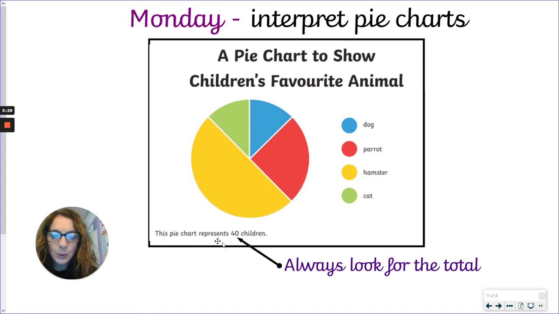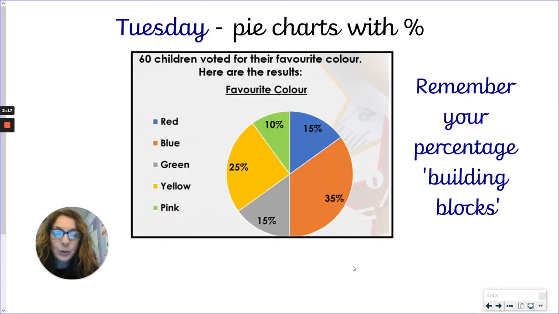So really important to look first of all for the total which is represented by that pie chart, especially when you have some problems which involve you comparing pie charts. On Tuesday, you're going to do some more work on pie charts, but this time not fractions, but percentages.